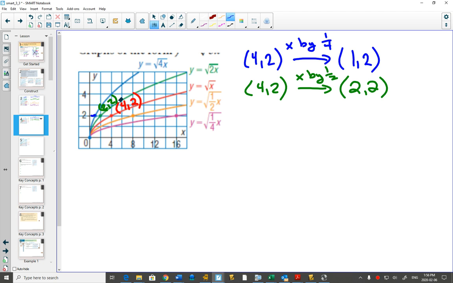Label our blue point as well. Get 1 comma 2 on the blue graph and 2 comma 2 on the green graph. Then the reciprocal is nice because once you get to the orange graph, you have a half inside. What's the reciprocal of a half? I'm going to multiply x by 2.